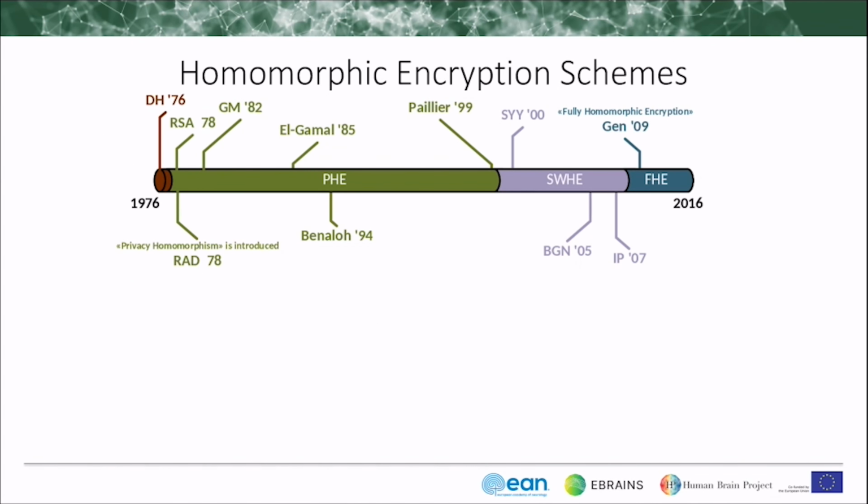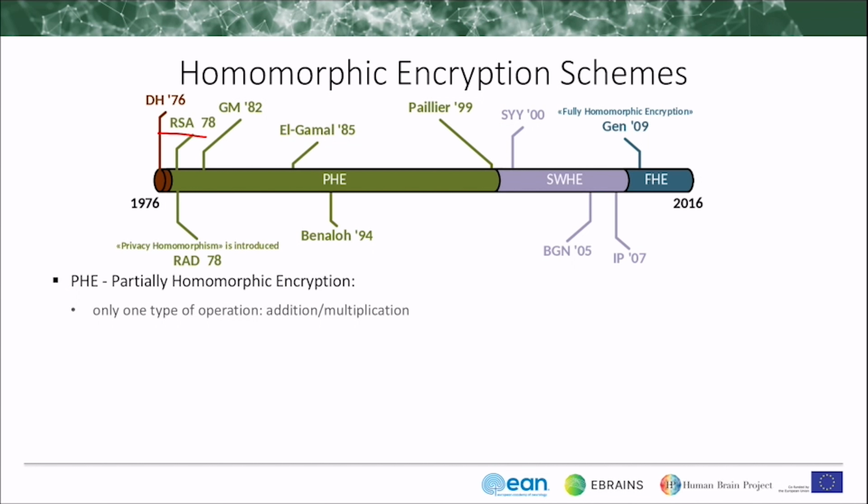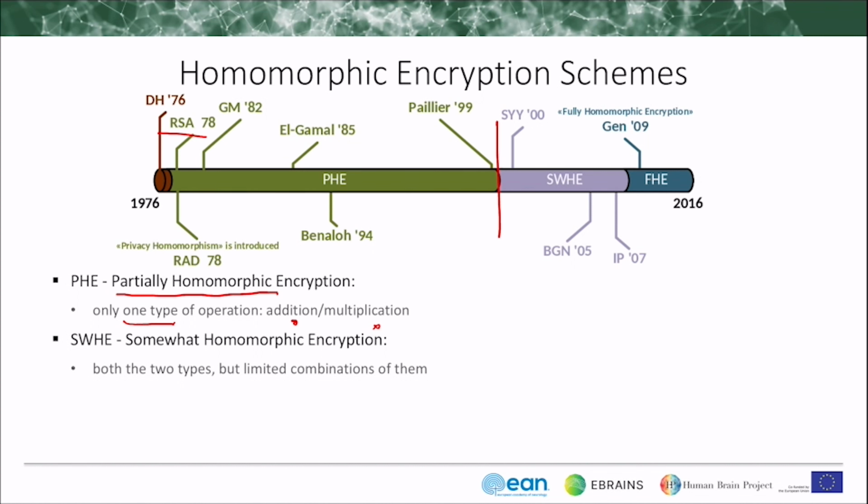Since the first privacy homomorphisms were introduced in the late '70s, actually with RSA, different homomorphic encryption schemes have been proposed. Until the 2000s, all the homomorphic encryption schemes were partially homomorphic, in the sense that they were able to support only one type of operation, addition or multiplication. Then we reached somewhat homomorphic encryption, which is a scheme able to support the two types of operations, addition and multiplication, but only a limited number of combinations of the two. So the complexity of the operations that you can do is limited.